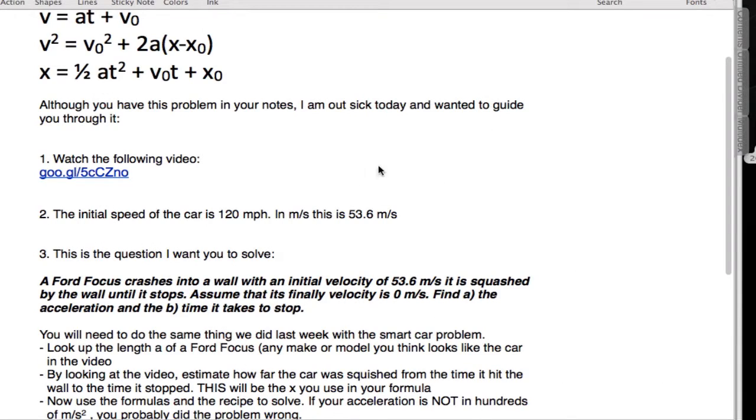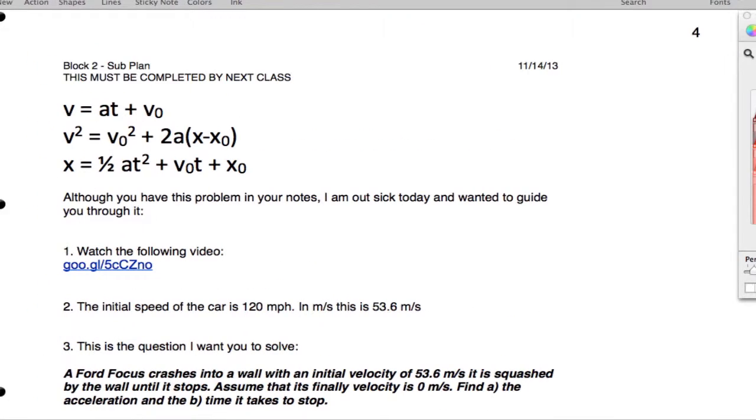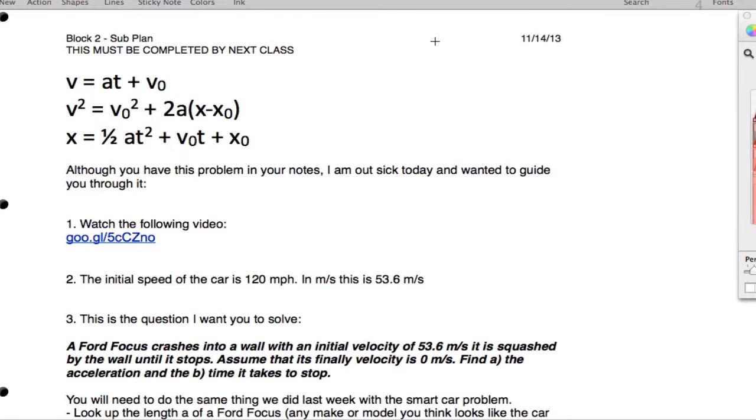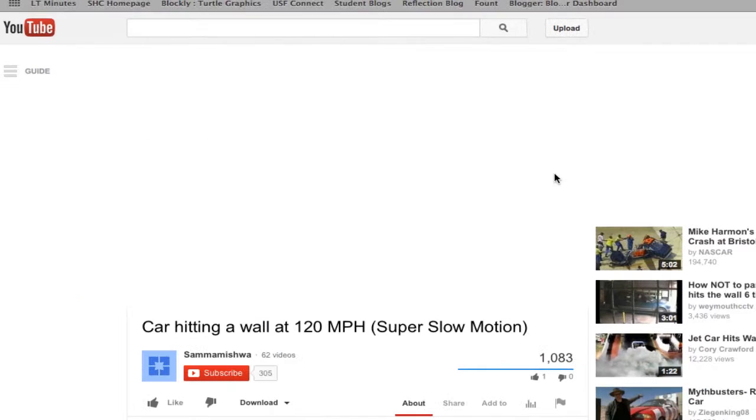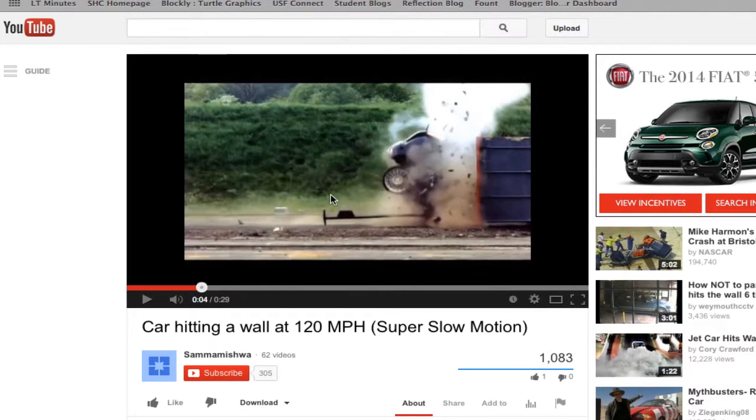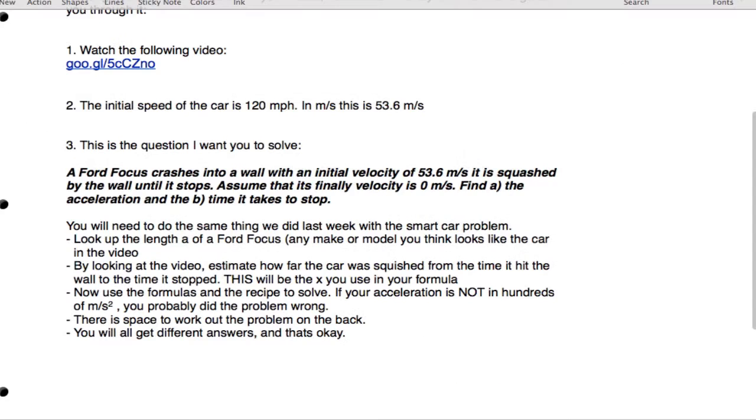And the way I'm going to do that is actually by using the sheet that I gave Block 2 while I was sick last week. And what I wanted to say is that there is some information given in this problem. The rest of the information we actually had to get by looking at the Ford Focus in the video. So one of the things you had to look up was, well, how much did the car travel as it stopped? And that's actually the distance that it was crushed. And so we actually need to look up some information about a Ford Focus.